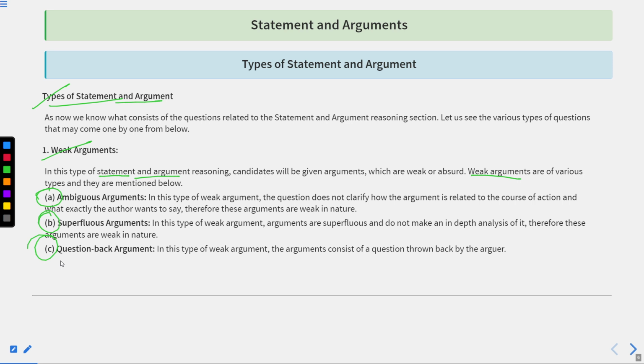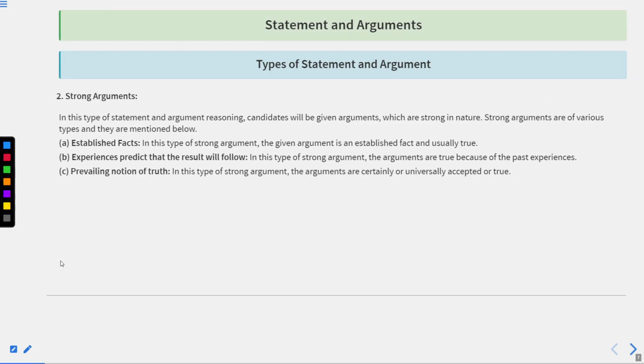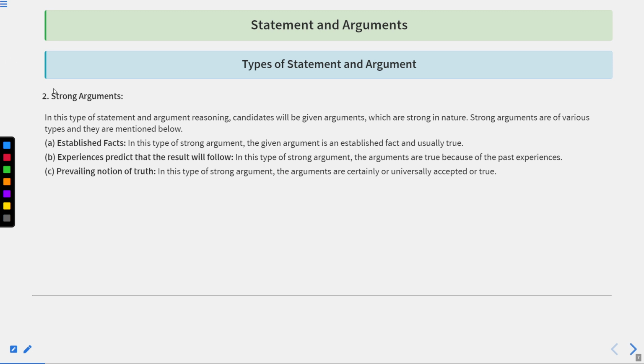I repeat, this argument has to be neglected and not taken into consideration. Rather, what we have to take into consideration are the strong arguments. Strong arguments are those arguments in this type of statements and argument reasoning. Candidates will be given arguments which are strong in nature. Strong arguments are of various types and they are mentioned below.